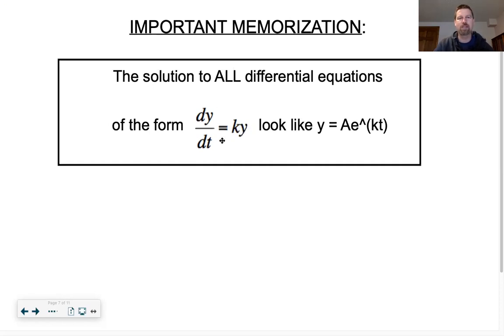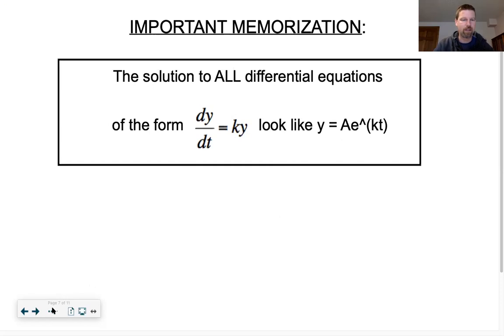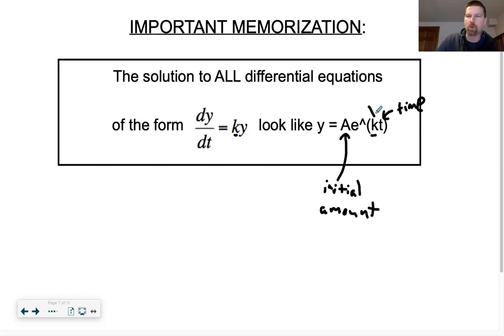So when you solve this, it always will end up looking like that. In this case, where that A is your initial starting amount. That's like your initial population or whatever you're measuring. That'd be the initial amount. And t stands for time. And that k, that's the same k as this one. And that's called your growth rate. That's how fast you're growing or shrinking.